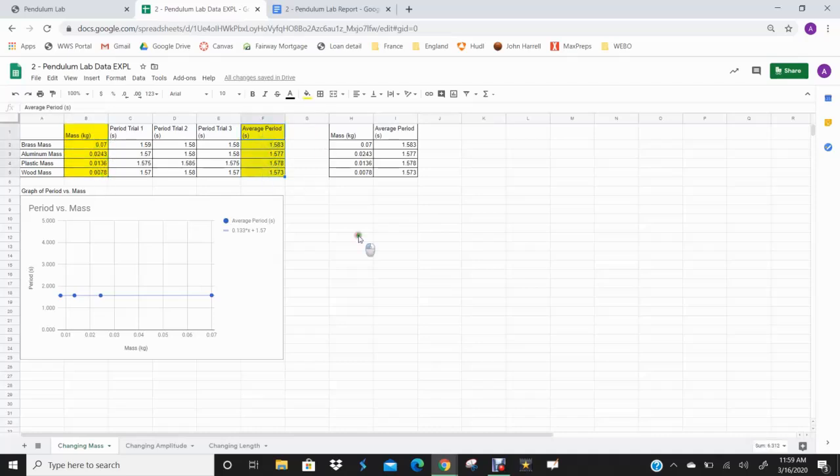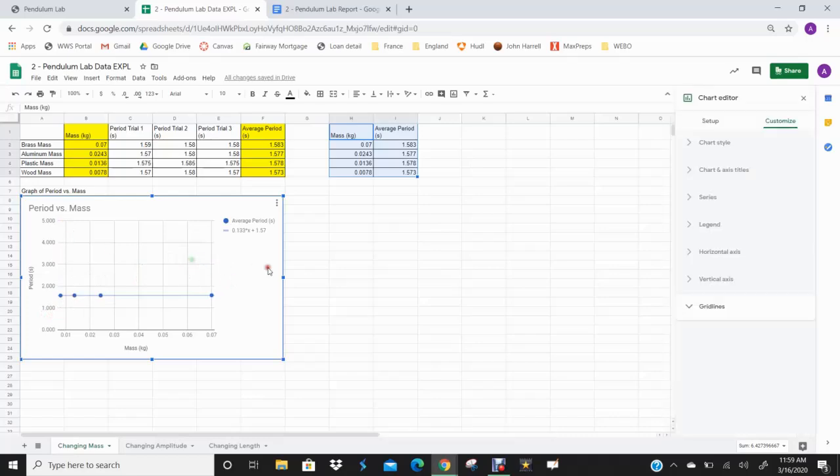And so when we graph the data, which I've highlighted what you're supposed to graph here, the mass and the average period, you can see that I've moved those over to the side, highlighted them together, and then made this graph here. If your graph does not look like this and it's super zoomed in, check your scaling over here on the left side, and make sure that it goes up to at least like 3 or 4 or 5 on the y-axis.